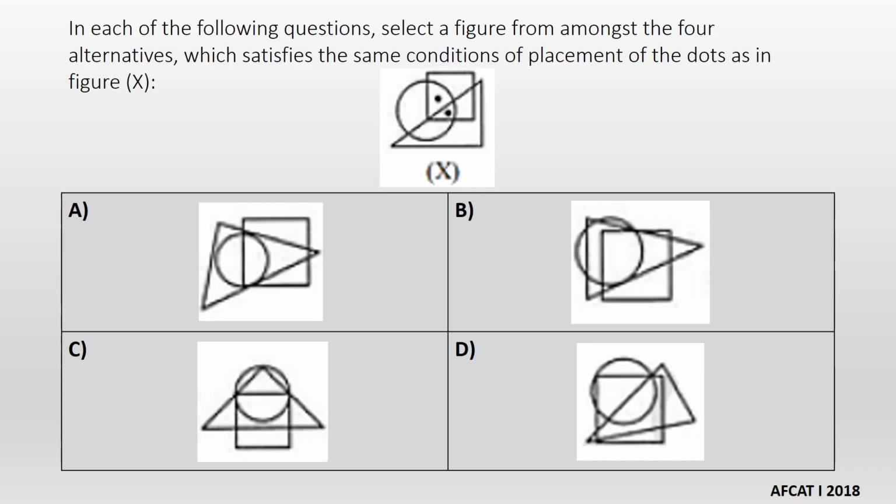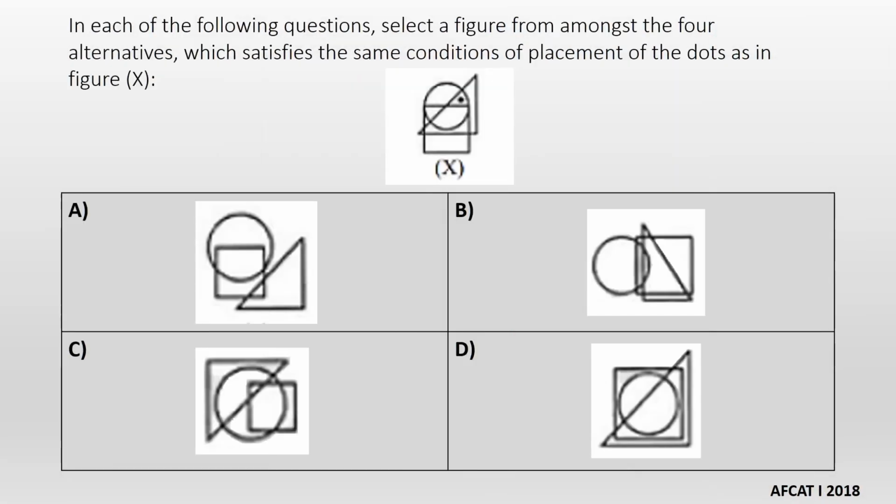So I'll show you the answer. See here, we can see that the first dot is present inside a square and a circle, and the second dot is present inside a circle, square as well as a triangle. And you can see in the rest of the three figures this combination is not possible, so D is the correct option. Next question is again of dot replacement. So in this case I'll give you a few seconds to think.